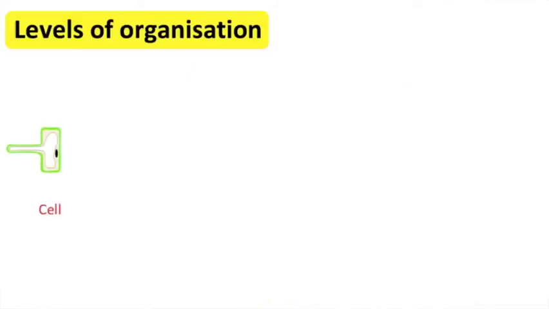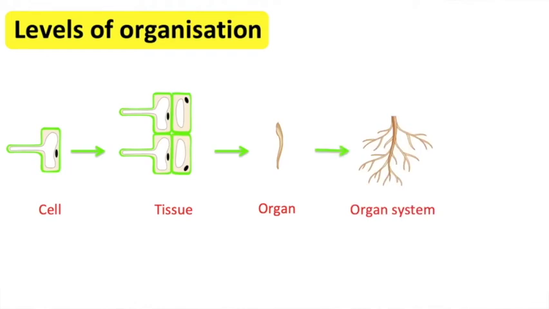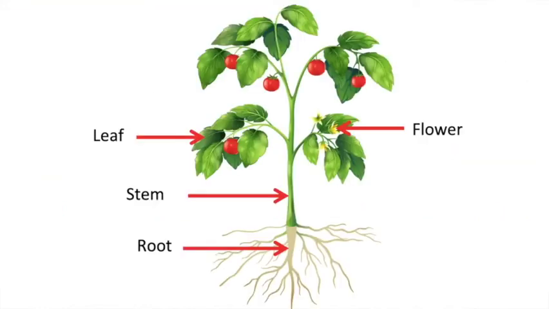Remember that groups of similar plant cells work together to form tissue. Similar tissues then work together to form an organ. All the different organs then work together to form the organism. In this case, the roots, stem, leaves, and flowers work together to make up the plant.